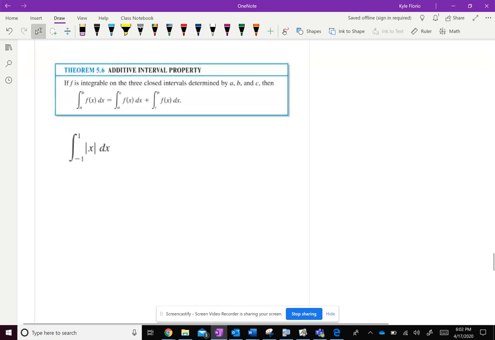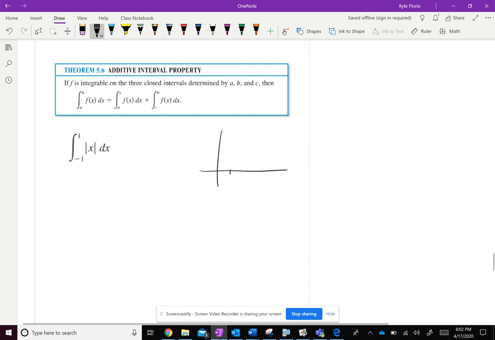One other theorem, it's one of those that when you see it, it makes sense. The additive interval property doesn't sound too intuitive, but what they're saying is, if f is integrable on 3 closed intervals determined by a, b, and c, then the integral of f of x from a to b is the same thing as taking the integral from a to c plus c to b. Drawing that out, I think, is a little bit easier.